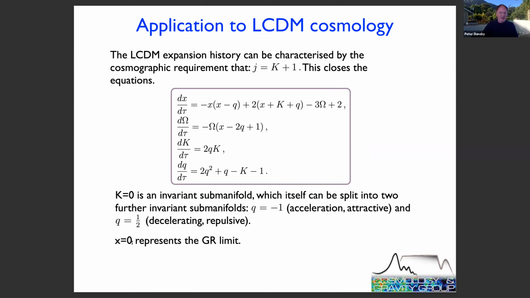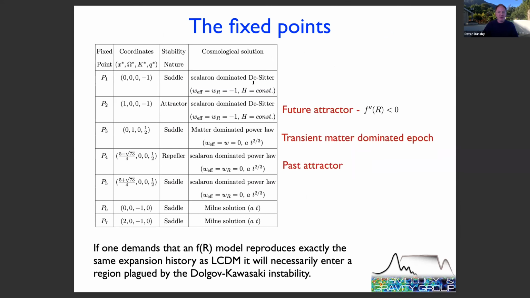Then when x is zero, that corresponds to the GR limit. So the surface x equal to zero will correspond to those solutions which are purely GR. So these are the general equations describing any F(R) theory of gravity which has an expansion history exactly the same as lambda CDM. So you can work out the fixed points. Like in the example I gave earlier, you again have a transient matter-dominated epoch with a scale factor which goes like t to the 2/3. The equation of state is standard dust, standard cold dark matter.